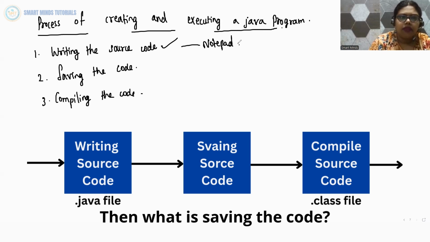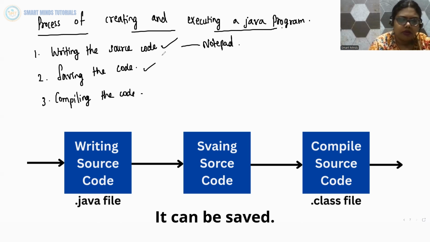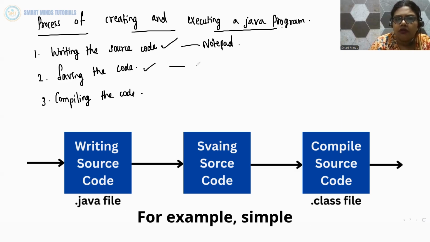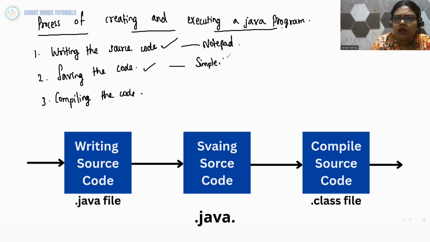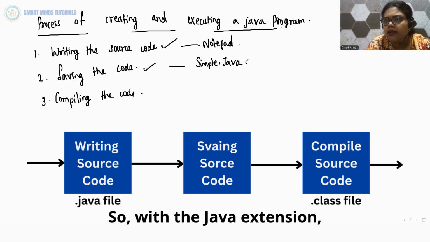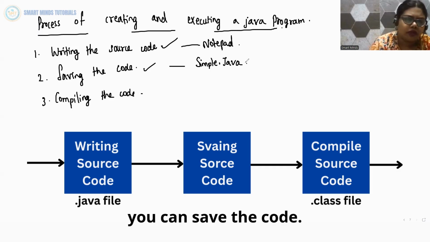Okay. Then what is saving the code? It can be saved using the class name followed by the .java extension. For example, simple.java. So this is saving the code. So with the Java extension, you can save the code.